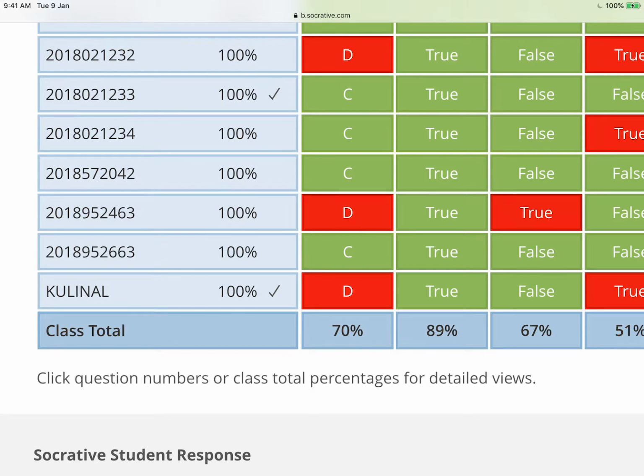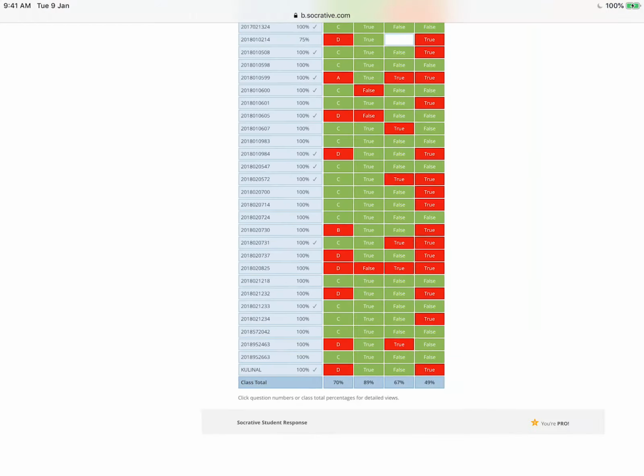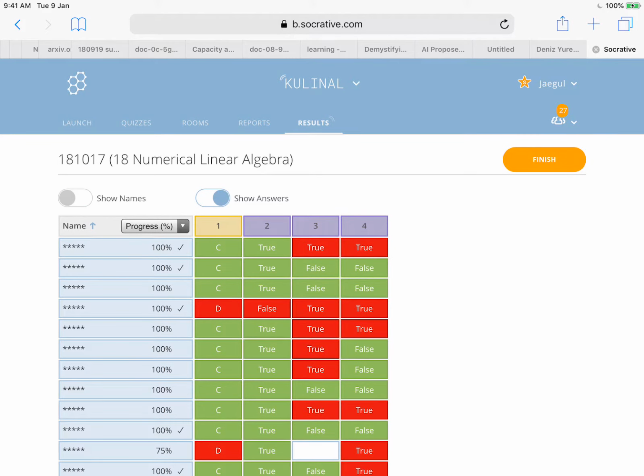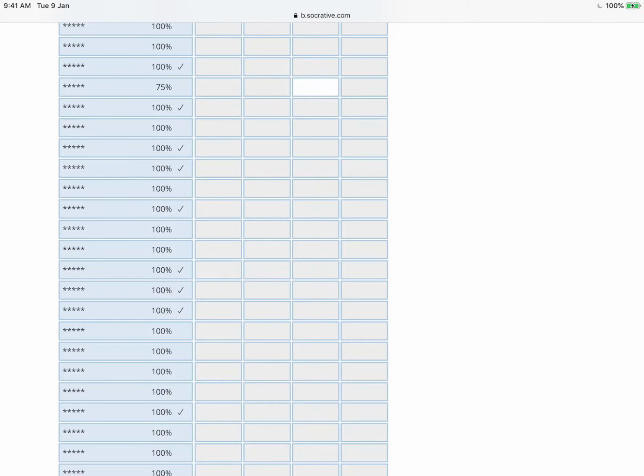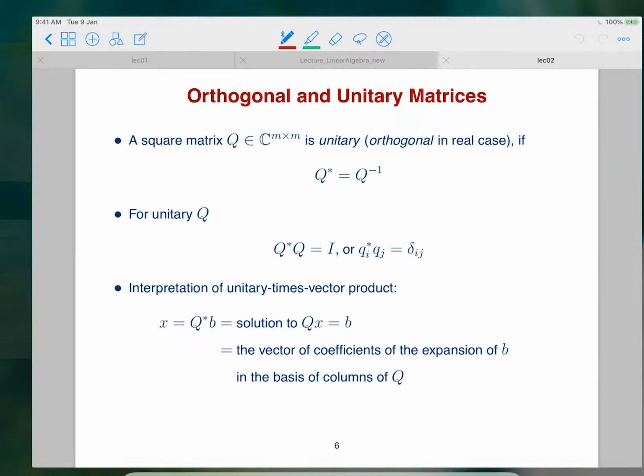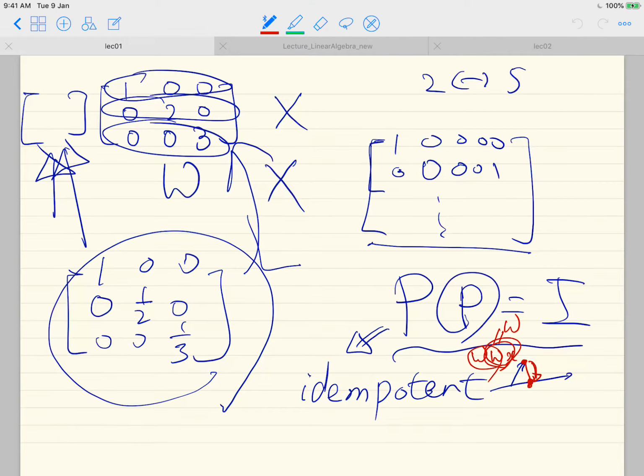Okay, so yeah, please make sure that you entered your student number. So someone must have entered KULINAL twice. Okay.